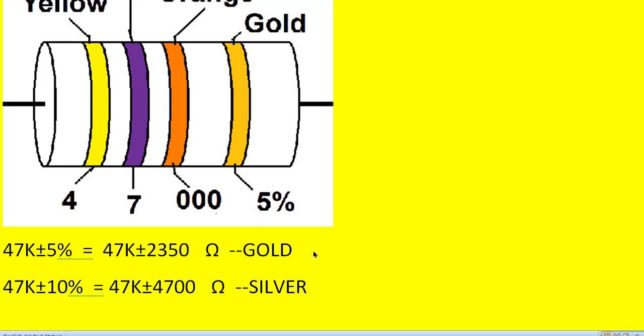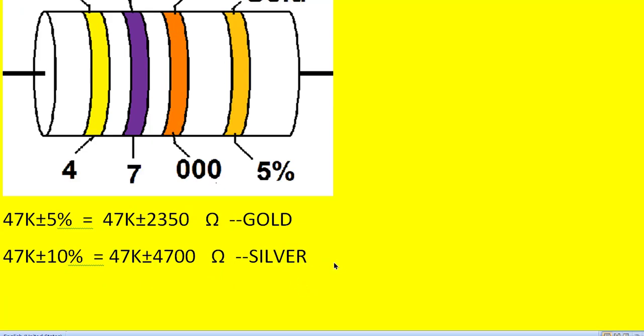So with the gold color, similarly with silver also. In case of silver band tolerance, we get the original resistance is 47K, whereas the tolerance value is 4700 ohms. So it may be added to 47K or it may be less than this, 4700, means 47K minus 4700. So that is how we have to calculate the carbon resistor value using the color code.